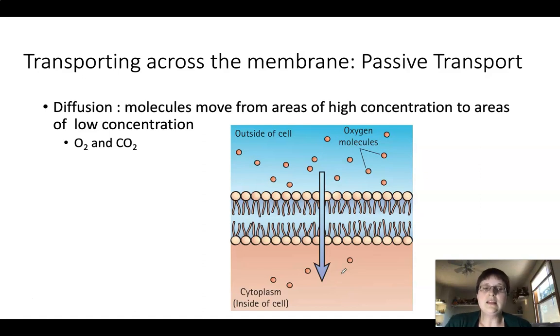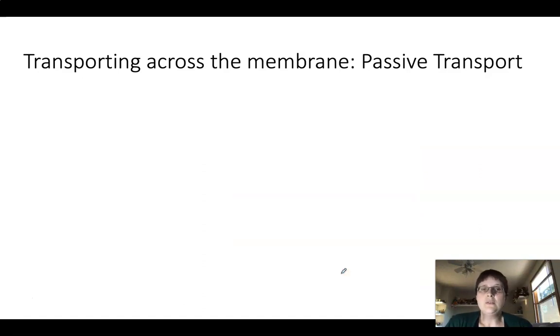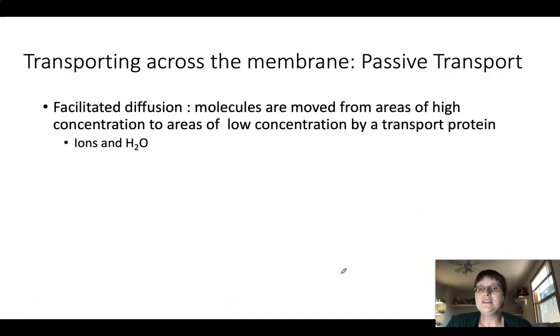Now, there are molecules that need some help. And there is another form of passive transport called facilitated diffusion. This is where you're still getting molecules moving from areas of high concentration to low concentration, same thing as what we just saw with oxygen. So they're going to move from areas that are crowded to areas that aren't. But this time they need help. They need a transport protein. They need one of those guys in the membrane to help them get from one side of the membrane to the other. And so who are we talking about?